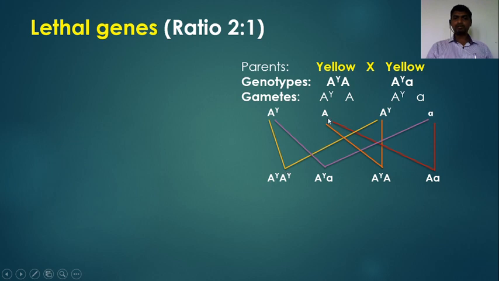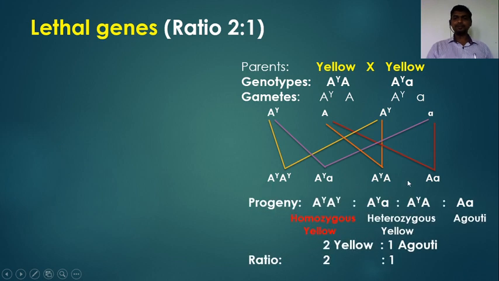The first two types are from the one parent, produced from capital AY, A. The other two are from the other parent. So these gametes are fused with each other to get the four different progeny: capital AY, AY; capital AY, small a; capital AY, capital A; and capital A, small a. If you see the phenotype, capital AY, AY means it is yellow colored. Both alleles are the same, so we say it is a homozygous yellow.